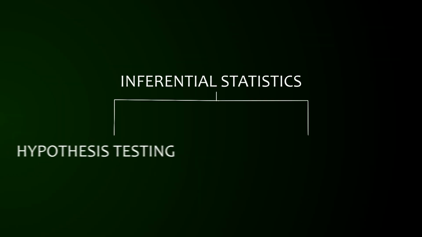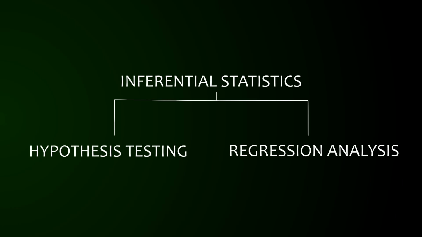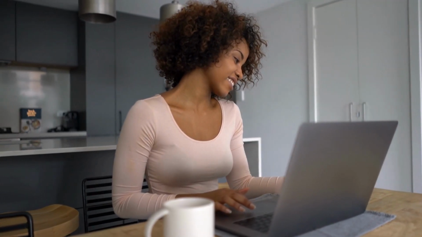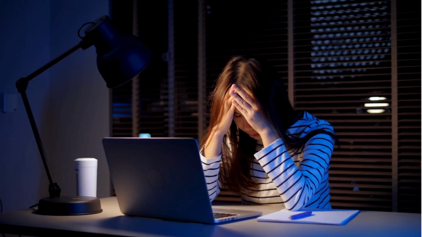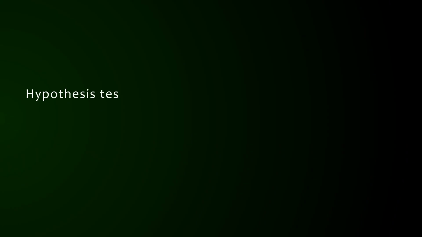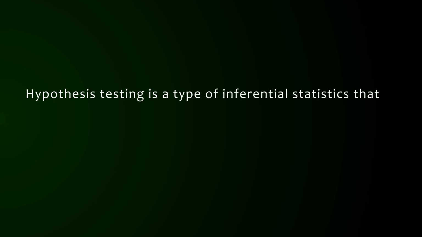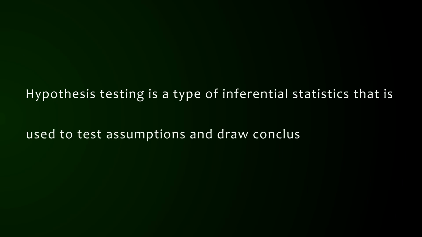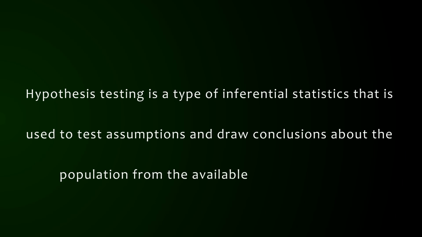Inferential statistics can be classified into hypothesis testing and regression analysis. As a beginner, you wouldn't need to deal with these concepts as much, so I will define them to avoid confusion. We'll dig deeper when you're ready to start throwing hard maths. Hypothesis testing is a type of inferential statistics that is used to test assumptions and draw conclusions about the population from the available data set. Types of hypothesis testing include z-test, t-test, f-test, and ANOVA test.